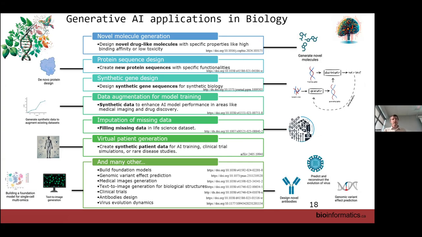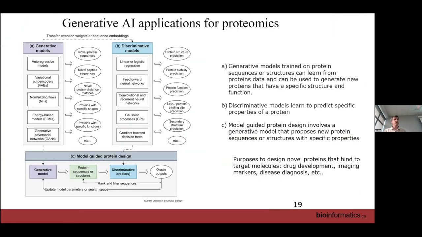So this is for biology in general, and for proteomics, there are also applications now. You have generative models that are trained specifically on protein sequences and structures, and the goal is to generate new proteins with specific structures and functions. These models are merged with discriminative models, which are really focused on predicting specific properties of your protein. When you merge them together, you can have model-guided protein design, which involves the generative model. It will propose new proteins with specific sequence, structure, and properties. It's really useful for drug development, imaging markers, and disease diagnosis.